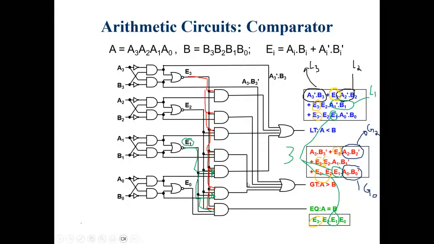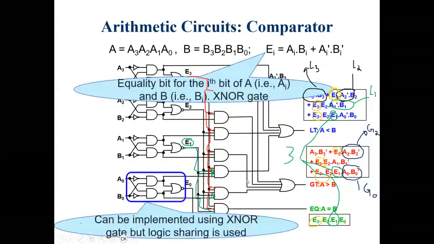Okay, now we go to the next slide. Now please remember, what is this E0? We can also use an exclusive NOR gate, but we didn't use an exclusive NOR gate. This is the implementation of an exclusive NOR gate and AND gate. Why are we using this? Because we want to reuse the output of this NAND gate and the output.